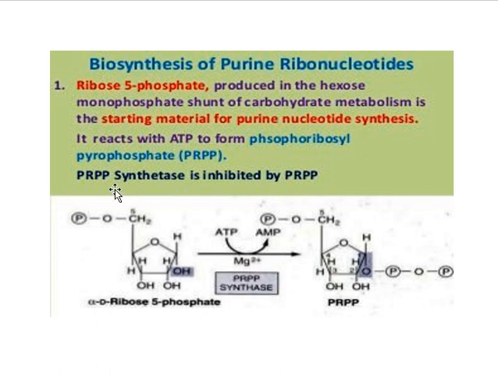So as a result, phosphoribosyl pyrophosphate, PRPP, is produced. This reaction, the synthesis of PRPP, is catalyzed by the enzyme PRPP synthase. This enzyme is inhibited by the PRPP as a feedback inhibition.